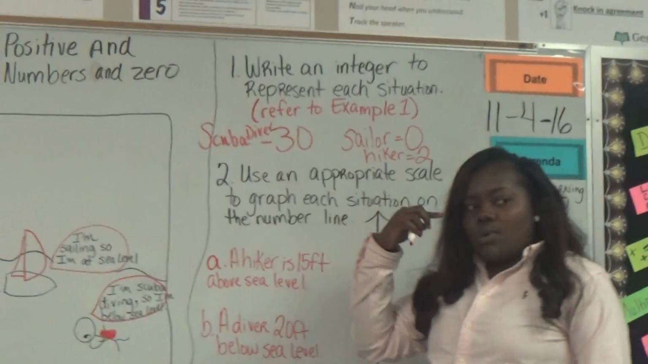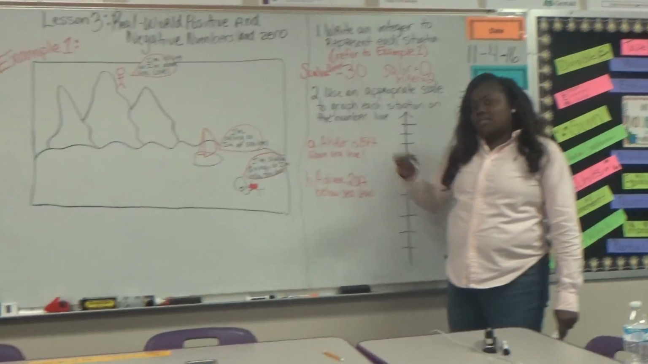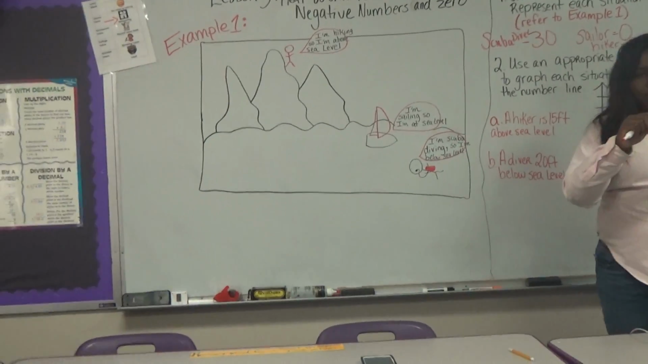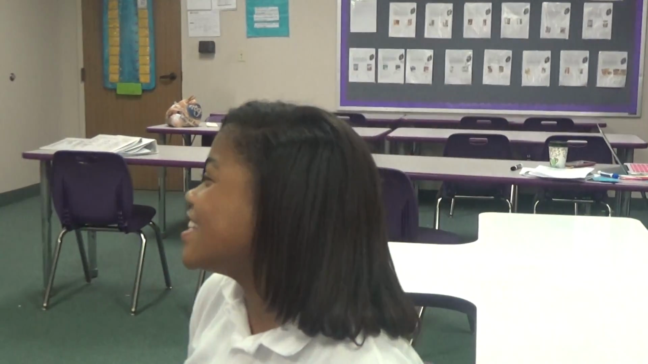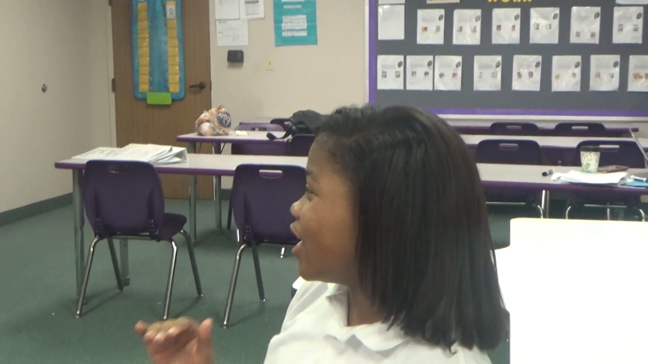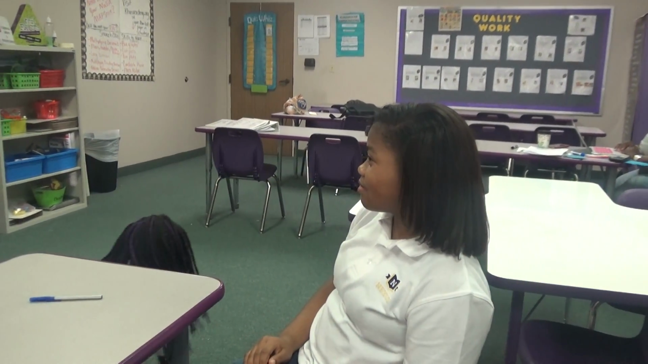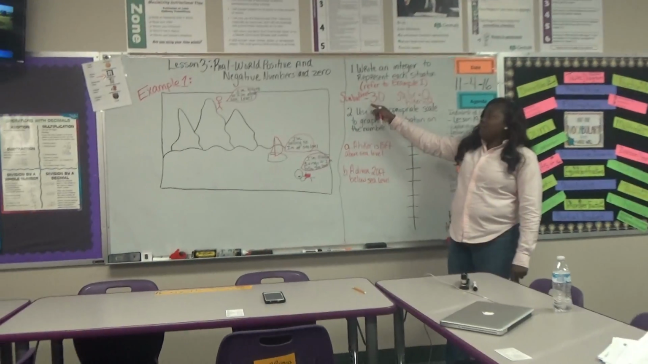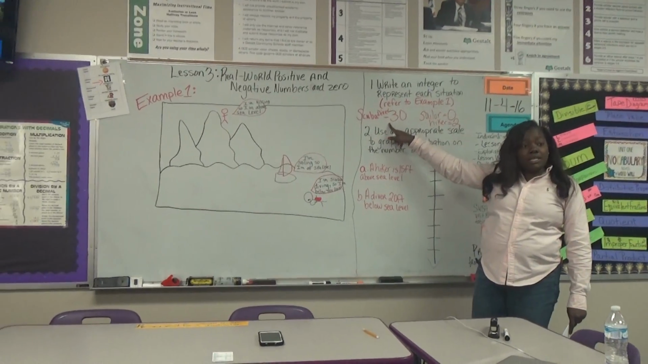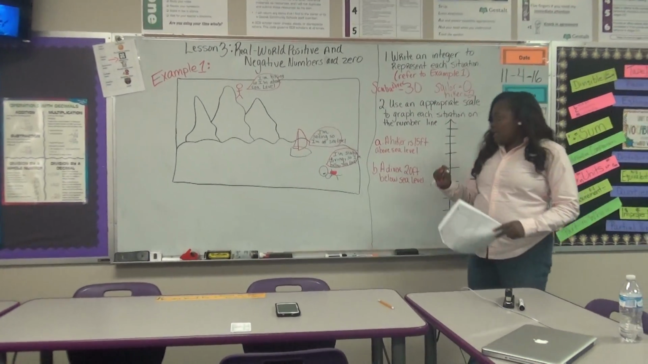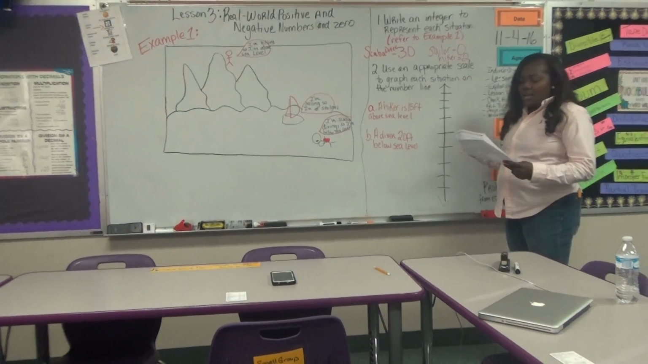Who can remind us why our scuba diver has a negative 30? Kayla? Because he's under and under is negative. Okay, because he's under or he's below, and that represents a negative situation. So this integer or this number will be negative. All right, let's move right along.